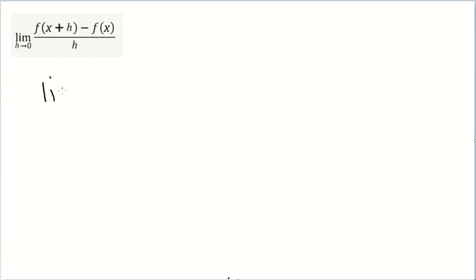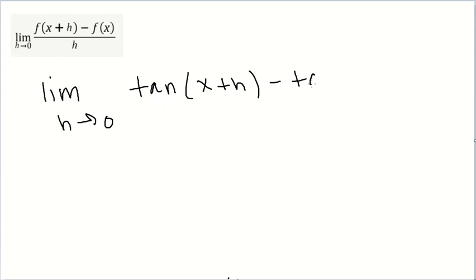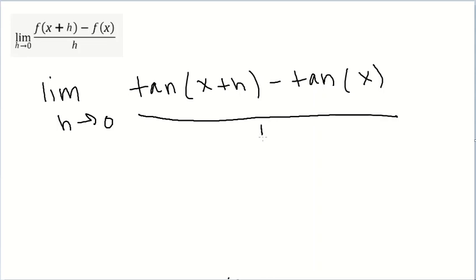The problem will give you the expression, the limit, as h approaches 0, of tan(x + h) minus tan(x), all over h. So this is what the problem will give you, and it'll say that this expression right here, the expression you're looking at, is the derivative of a function. What function is it the derivative of?